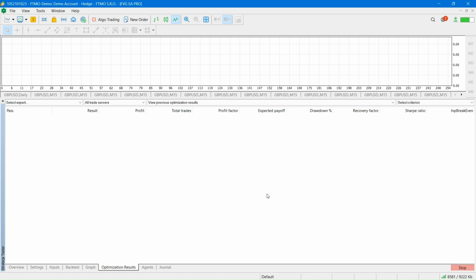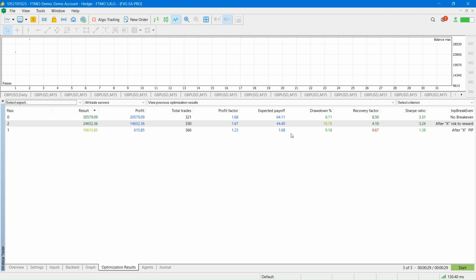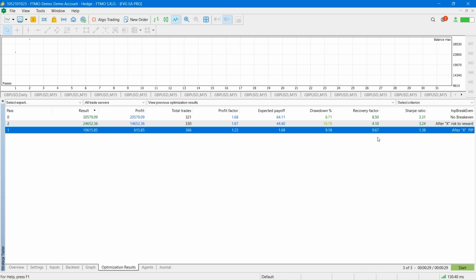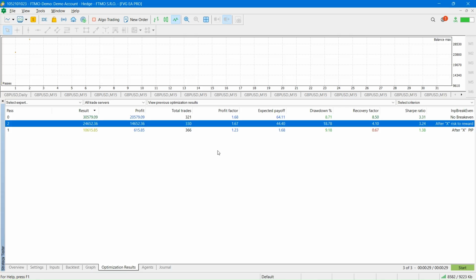So the setup that we are running without a break even, and the setup that we're running with break even. If you noticed, when I selected the inputs, you will have a fixed to X pip. So this is going to be ignored, because you're not gonna move a break even with 0.1 pip. So if you check here, basically, if you don't use break even, you really have a higher win rate, you have a higher profit factor, you have less drawdown. So frankly speaking, we're not gonna use break even.